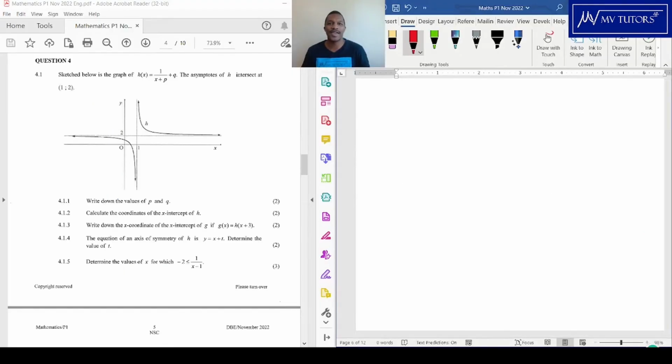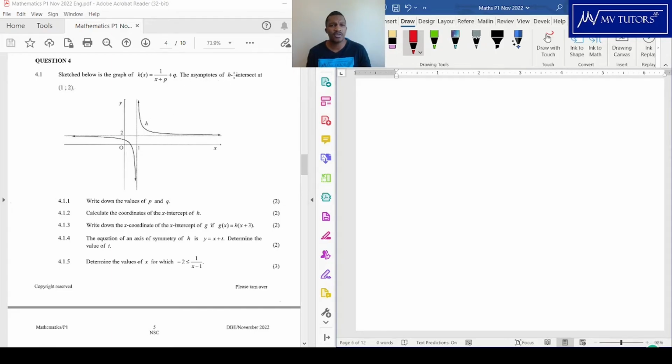Well, welcome once again. My name is Firarasha Manana, and we are now doing question number 4, the 2022 November mathematics paper, paper 1. Okay, let's get right into it. It says the sketch in the graph of h of x. Okay, so that's a hyperbola. They gave us the standard formula for it without the numbers, the variables. So we're probably going to have to put those in.